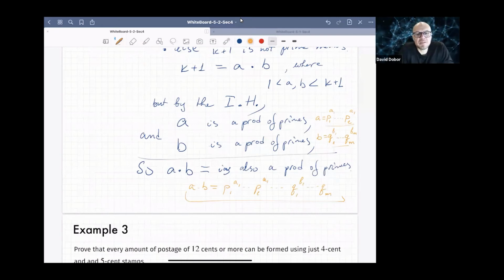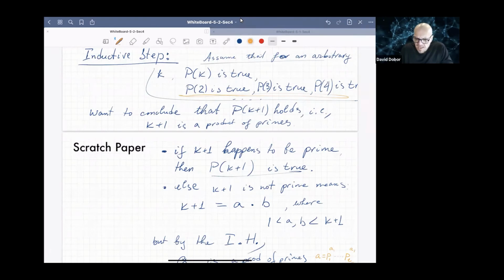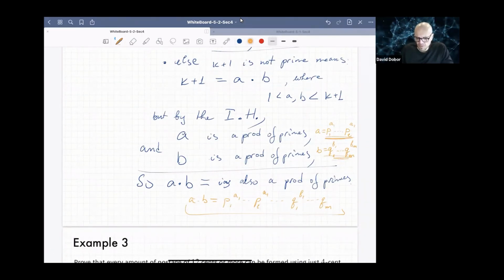And it follows from the inductive hypothesis. Where did it follow from the inductive hypothesis? Because we assumed all of these. A and B are smaller numbers than k plus 1. So for those we can decompose into products of primes, and therefore A times B is a product of primes. Makes sense, right? Okay, that's a proof by strong induction.